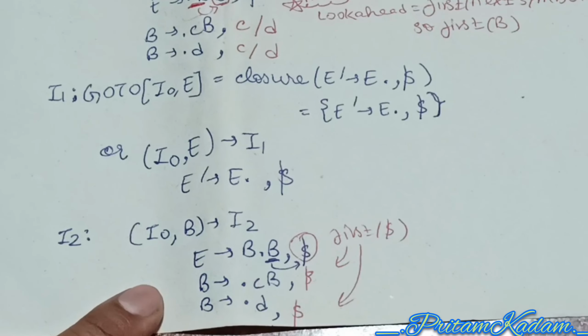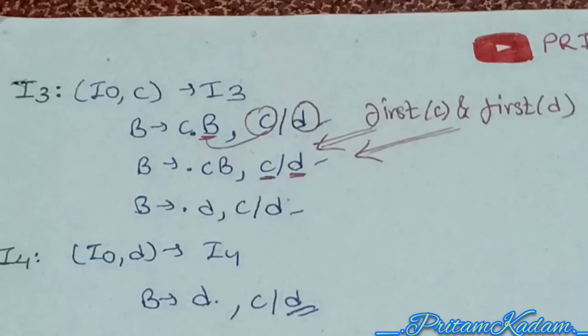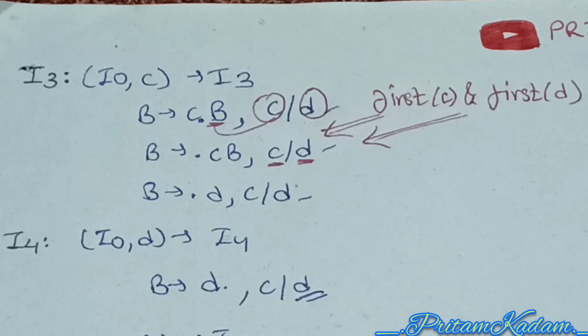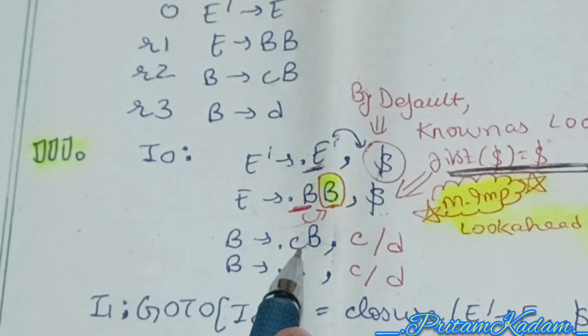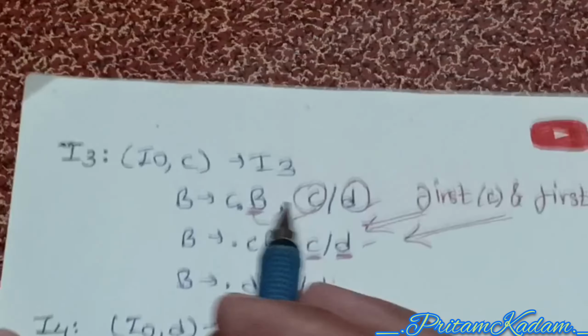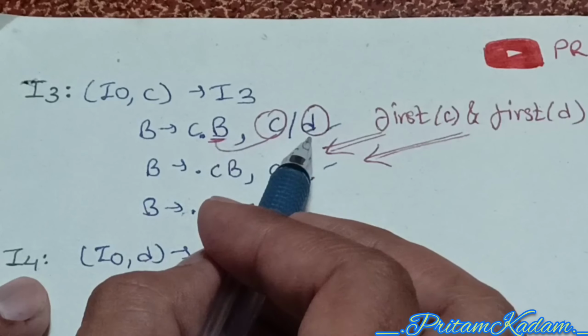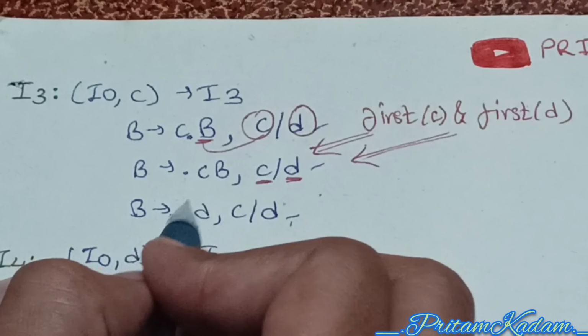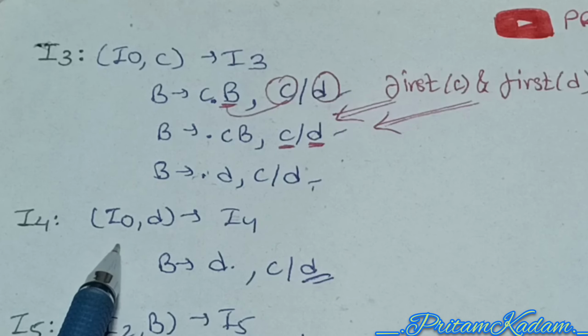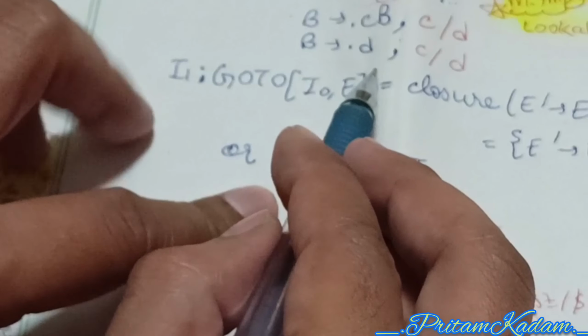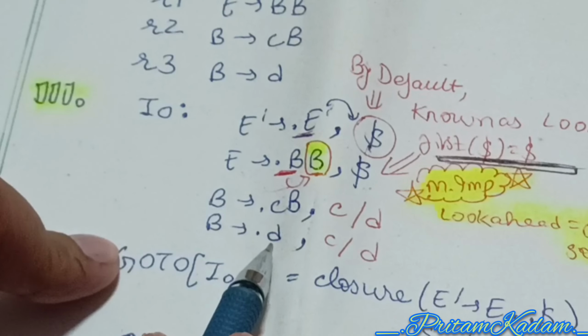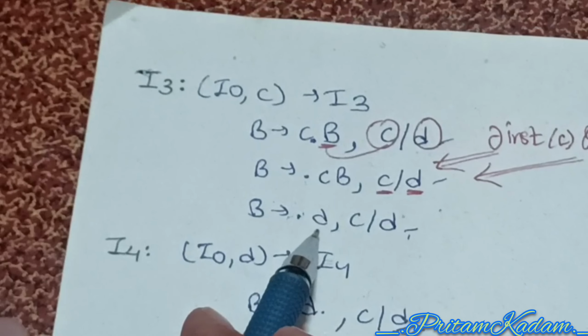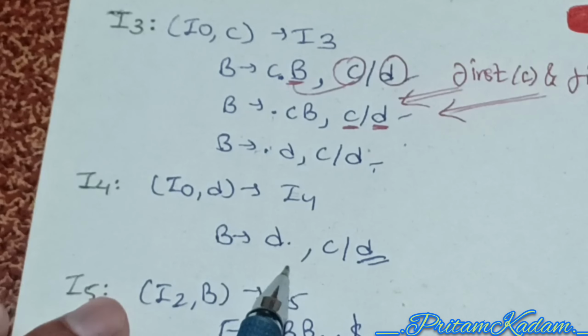Okay, so now let us proceed ahead to the state I3. I have just written all the states, and after completion of this we will directly write the input in the CLR parsing table. Okay, so on passing C in the I0 state, we get B gives C dot B, and the look ahead C slash D, and first of C and first of D is C slash D only, because the immediate next symbols are C slash D. Okay, on passing D in the I0 state, I will get the state I4. So in this production, B gives dot D comma C slash D. In the I0 state, it will become B gives D dot with the look ahead C slash D.